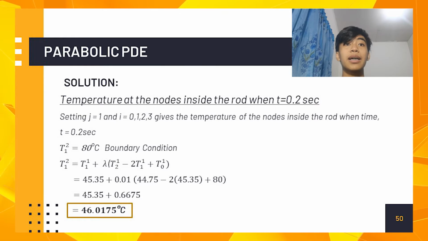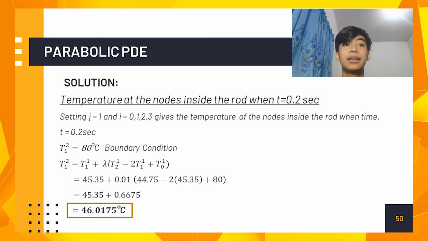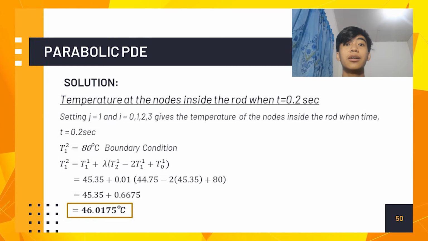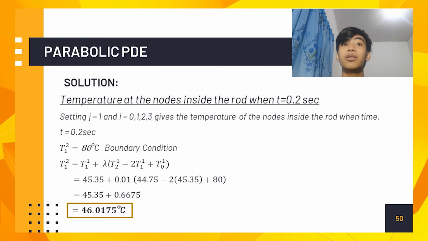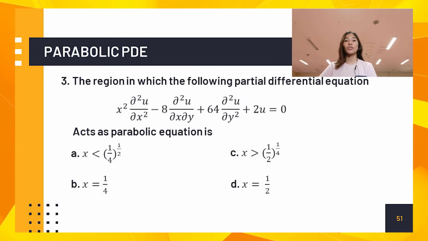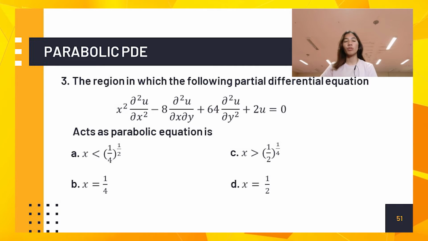So, we're going back to the given multiple choice. The correct answer is letter A, which is A equals 46.0175 degrees Celsius.